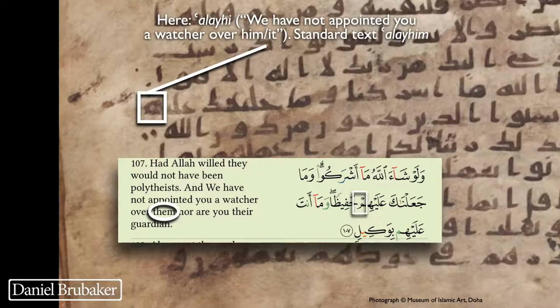Okay, we're just going to move a few words later in the verse here, and in the Hafs text, this verse reads, "Ja'alnaka alayhim." We have brought, or we have appointed over them, you as a watcher over them. The word watcher is the next word, hafiz. In this manuscript, however, the final letter, the mim, is absent. So it reads alayhi, which has the effect of making the verse read, we have appointed you a watcher over him.